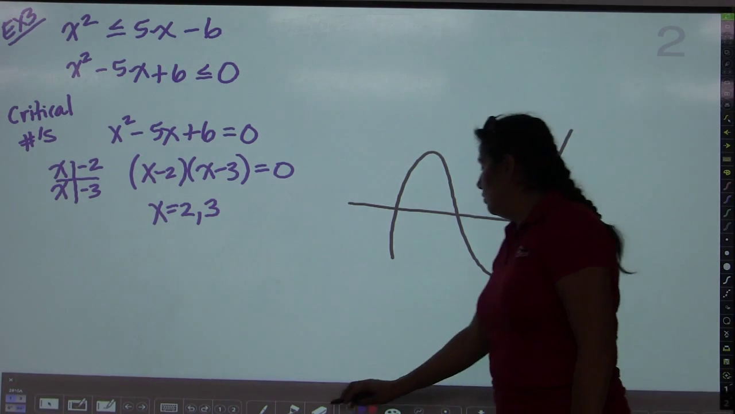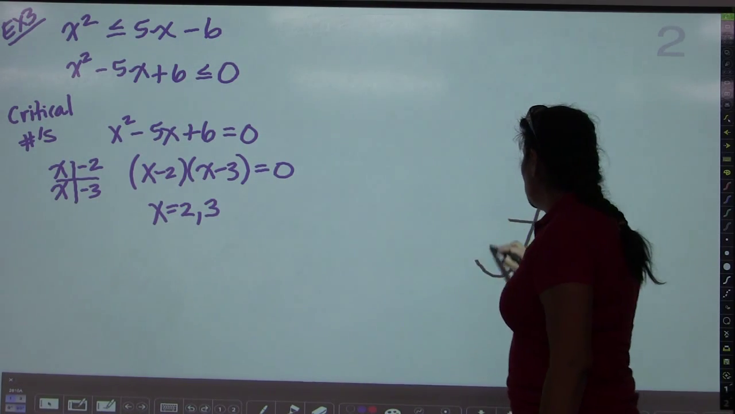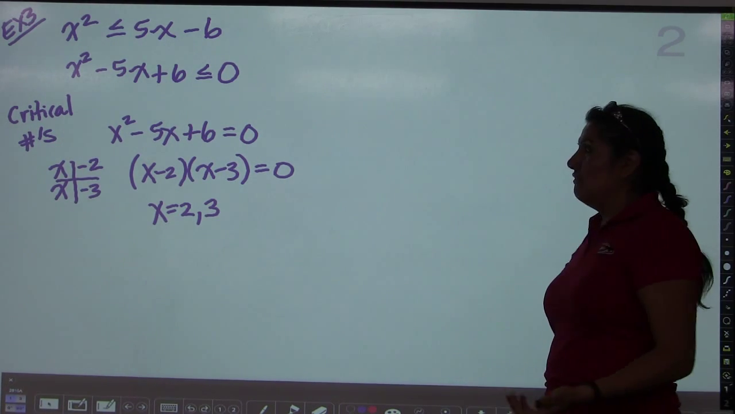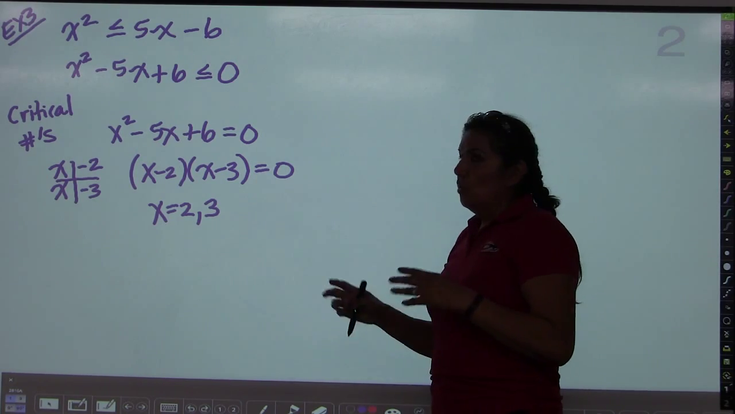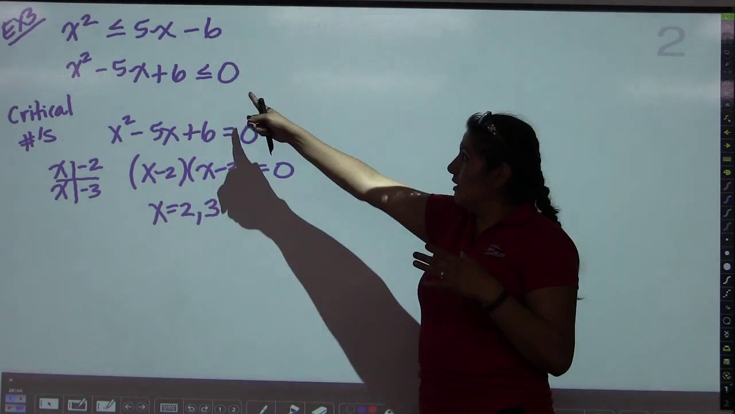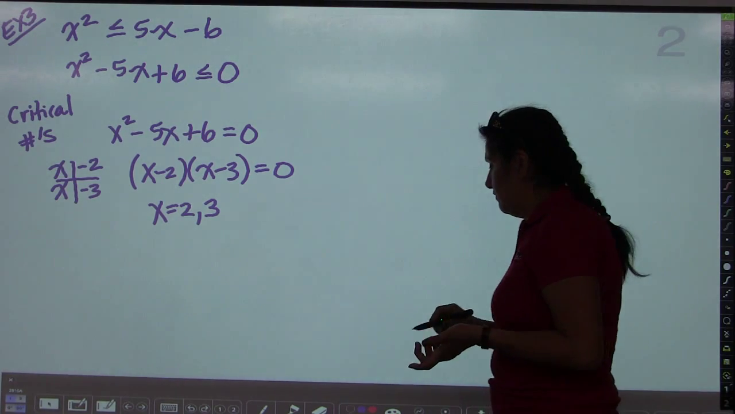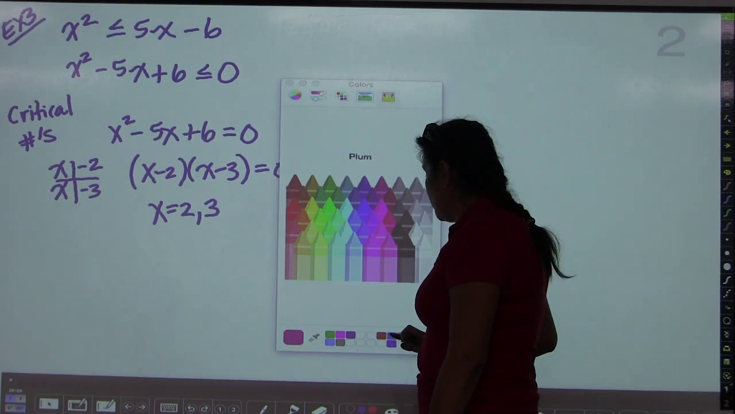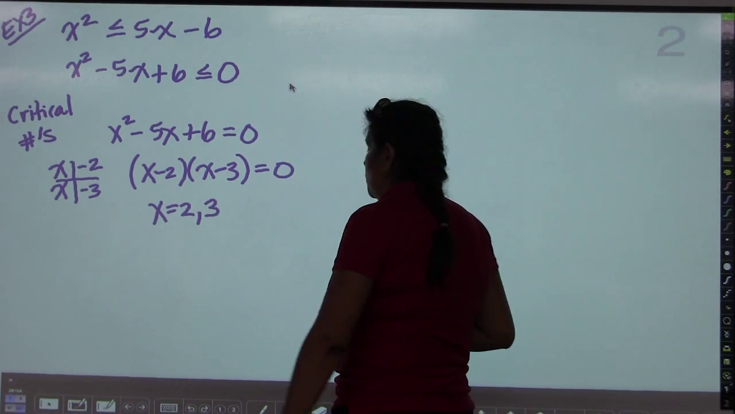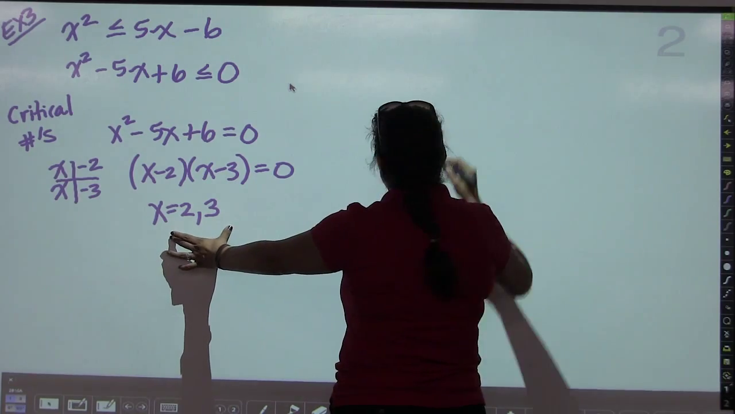Okay? So, but for now, let's continue with our problem. And how do we then figure out which portion, without graphing it, where it's going to be negative or where it's going to be positive? So what you do is you set up a chart. And that's the part that people don't like. So you take your critical numbers and you basically make all the intervals.